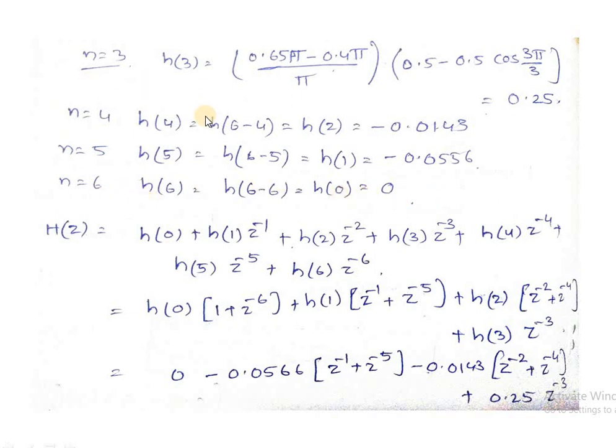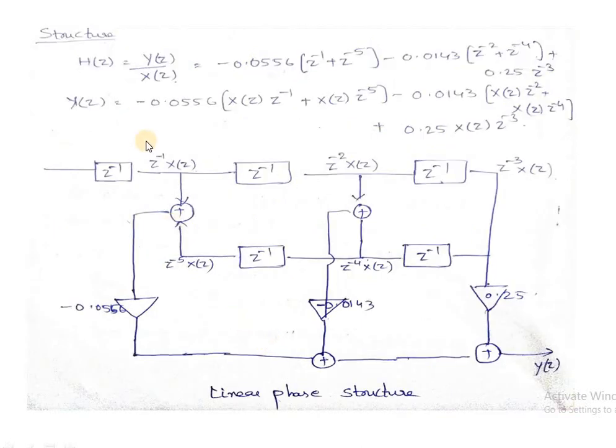Based upon the values of the impulse response that we have calculated, now I write the transfer function of the filter in terms of h of z, which is represented in terms of z power minus 1 to z power minus 6, and therefore substituting these values, I identify the transfer function something like this. And now I also realize the structure of this particular transfer function, where y of z is given in terms of x of z relations.